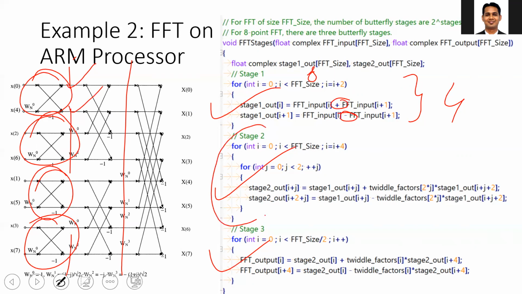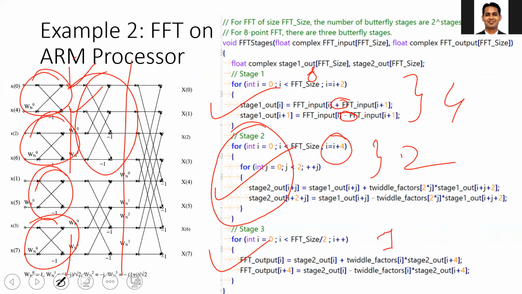Then you have the stage 2. Again, in stage 2, you are increasing I by 4, so it will be executed 2 times. And again, you are doing the same operation which is mentioned here. Then after stage 2, you have stage 3, which is implemented only one time. And here you are doing this complete operation.